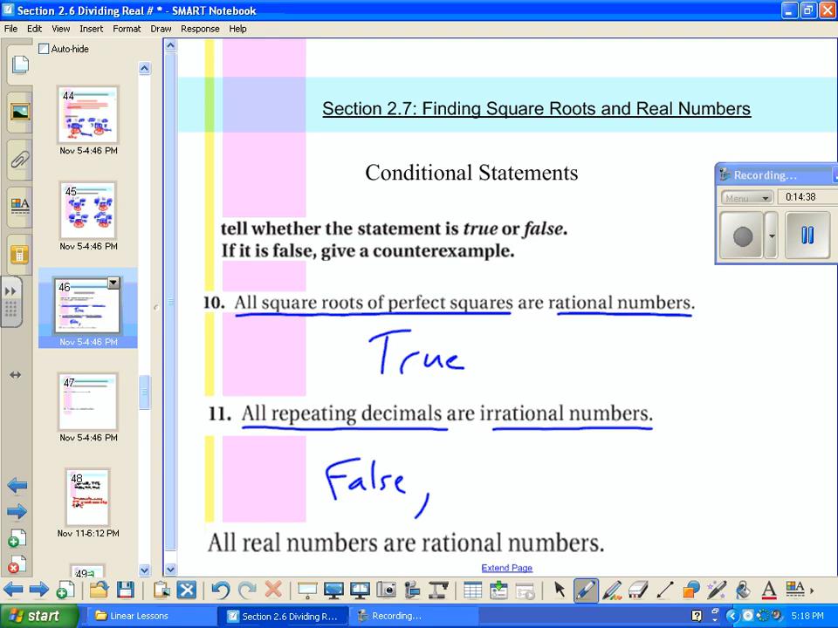You could show this by correcting that statement, or you can just give a counterexample, as it says up here, give a counterexample if you know it's false. So I'm just going to choose that one, 0.3 repeating. That's a repeating decimal, but it's actually a rational number as we looked at it on our chart.